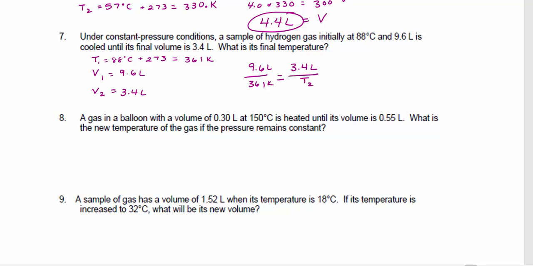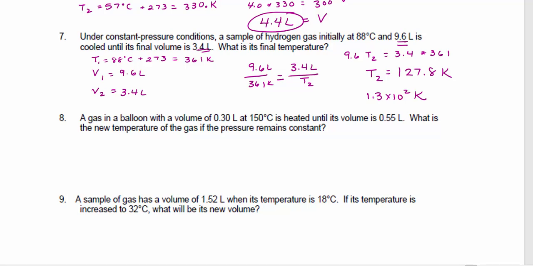Well, V1 over T1 is equal to V2 over T2. This time I don't know T2. So again, I cross multiply. 9.6 times T2 is equal to 3.4 times 361. So 3.4 times 361 divided by 9.6, I get a T2 value of 127.8 Kelvin. Now let's look at our sig figs here. I have two sig figs here and two sig figs here. So I really can only report two significant digits. So I would call this 1.3 times 10 squared Kelvin.